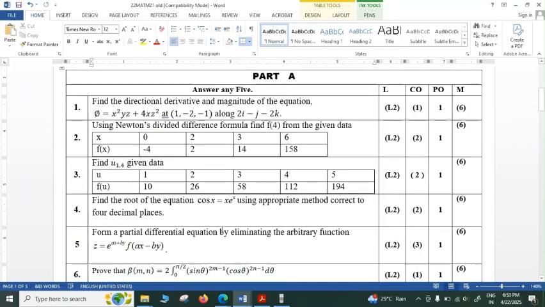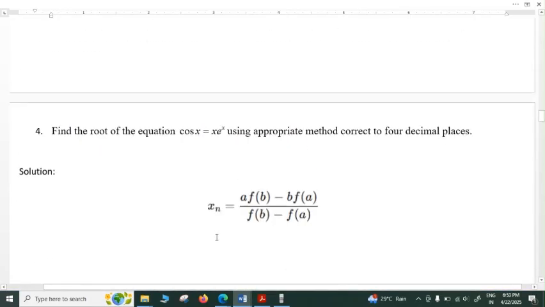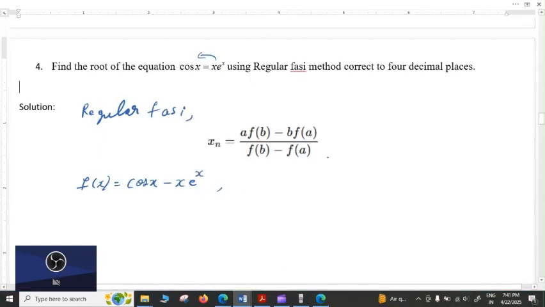The next question is how to find the roots of the equation, appropriate method. Here they have given appropriate method, but normally in this case, in the fourth question, we use the regula falsi method. Okay, understanding the question that this is the regula falsi method, we'll just use this. And let us put it in the calculator. We'll start with the calculator.